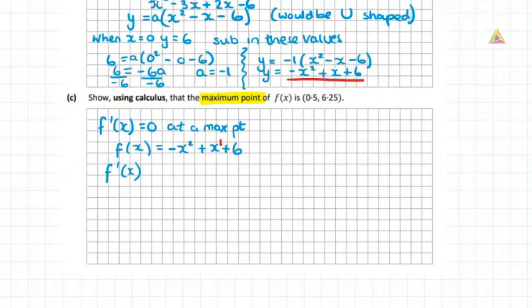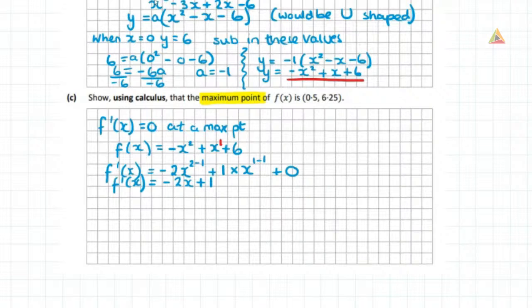So f dashed of x is equal to minus, bring the power to the front, so 2 times x to the 2 minus 1, plus bring the power to the front, 1 times x to the 1 minus 1, and the 6 is going to become a 0. That gives me minus 2x to the 1, which we know is just x, plus 1 times x to the 0, which we know is 1. So I get minus 2x plus 1 is f dashed of x. So that's the first part that I have to do.